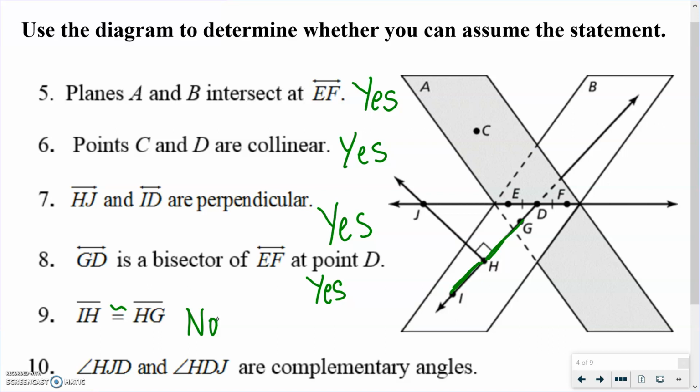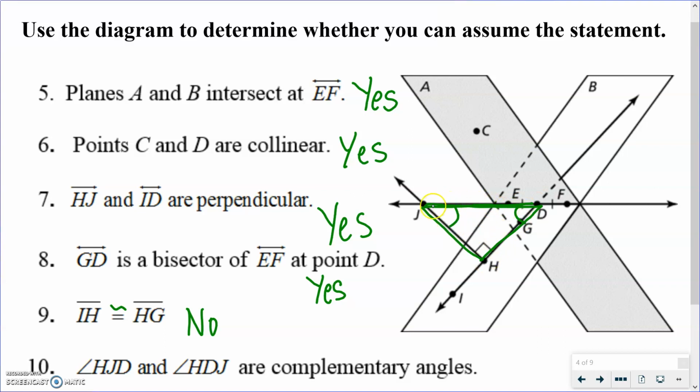Okay. Last statement, we are looking at this diagram. H, J, B, and H, B, J are complementary angles. So this angle and this angle.